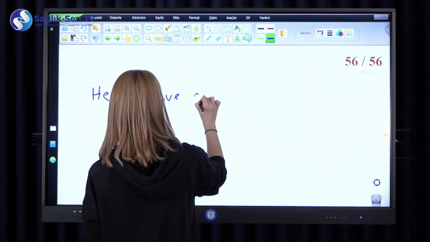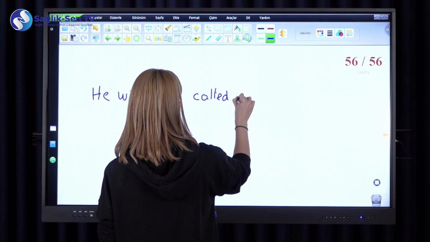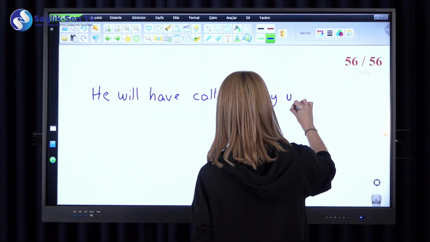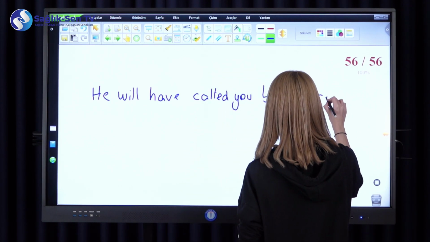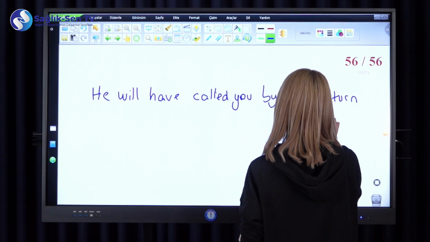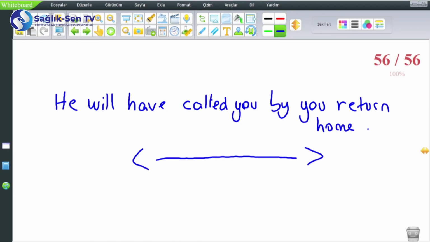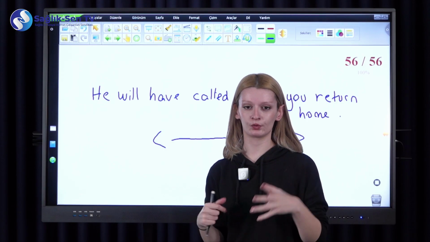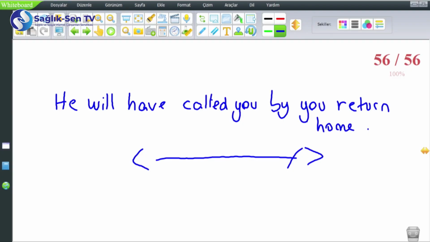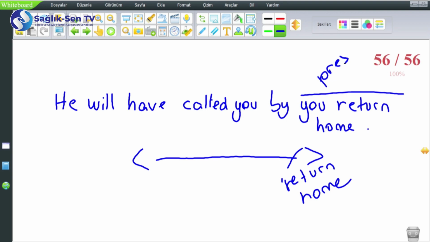He will have called you by you return home. Again, don't forget the harmony between tenses when we're using time conjunctions. So my time limit, you returning home. A present simple sentence. He will have called you. The action will happen somewhere here.